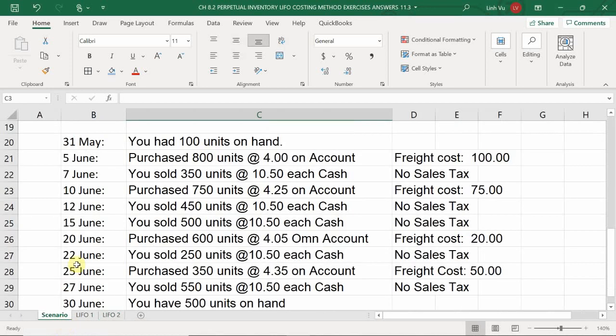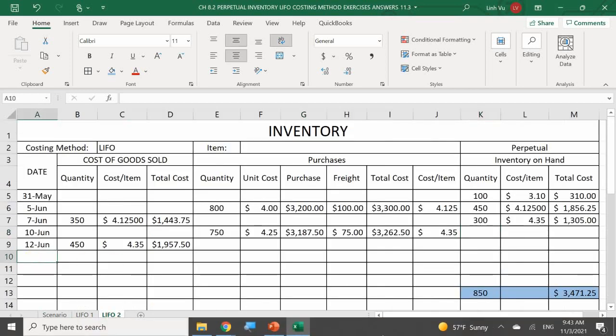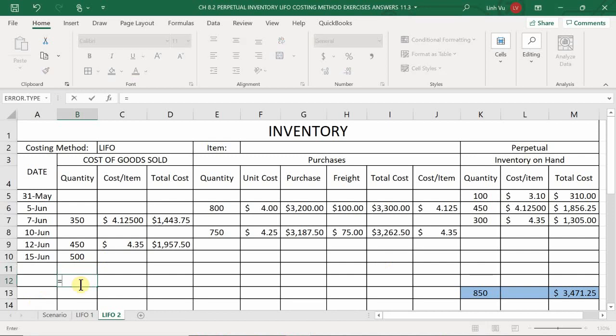Then on June 15, I end up selling an additional 500 units. Now in this case, do I have enough to sell the 500 units? Yes, but from 2 batches. I have to take from 2 batches because I only have 300 left of my last batch, and then I have to dip into my second batch. So in this case, I need to create a calculation here.